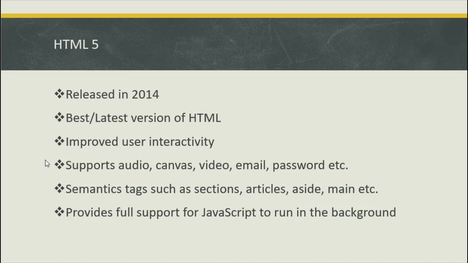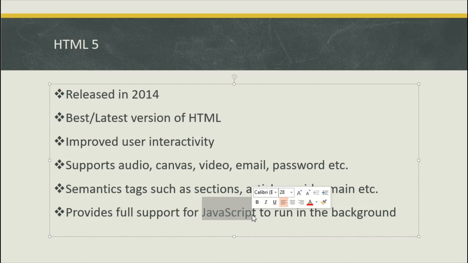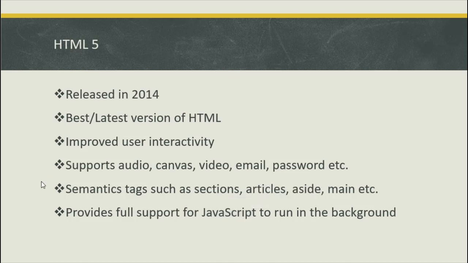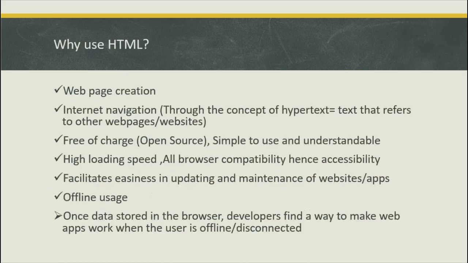Then also it provides full support of JavaScript, right, to run in the background. So HTML5 actually brought the support for JavaScript, and JavaScript is just a programming language that is used to put functionality to web applications or to websites. So it allows that to run in the background whilst the website is open or is being used by clients or end users. So that was the history and the versions of HTML up to HTML5.